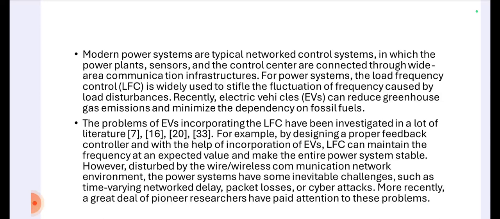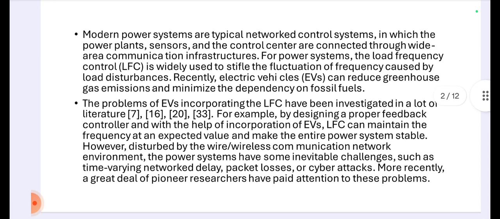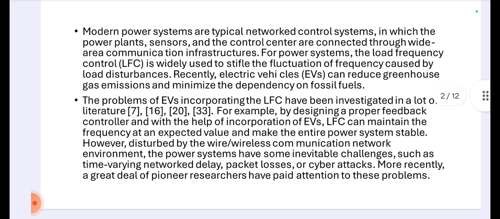However, disturbed by the wireless communication network environment, the power system has some inevitable challenges such as time varying network delay, packet losses, or cyber attacks. More recently, a great deal of pioneer researchers have paid attention to these problems.